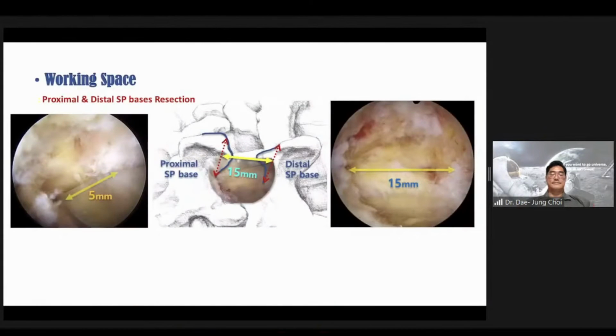A 15 millimeter interlaminar space is needed for an 8 millimeter diameter scope and a 5 millimeter instrument. When you try to go inside the spinal canal, especially into the contralateral side, to make a 15 millimeter interlaminar space, the proximal and distal spinous process space should be resected about 5 millimeter each.